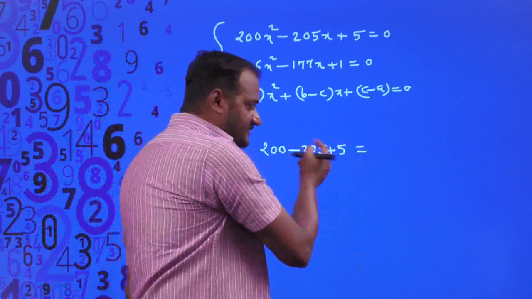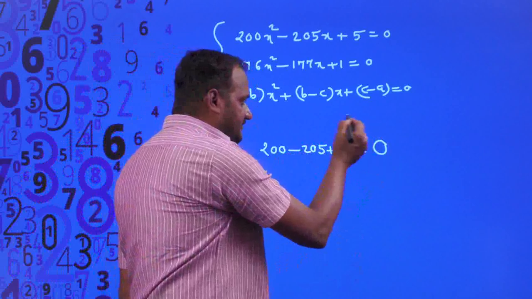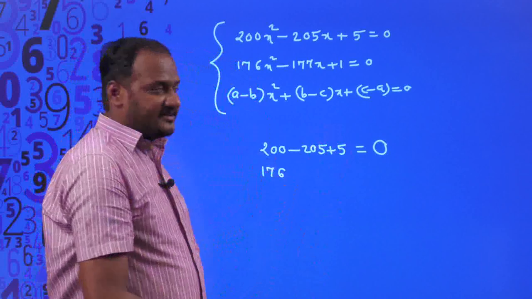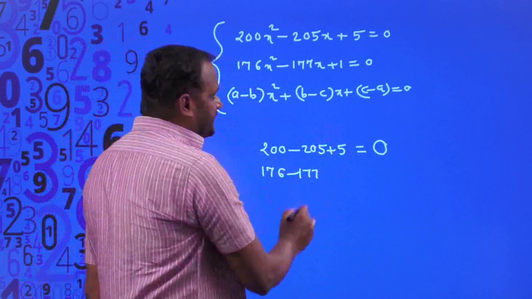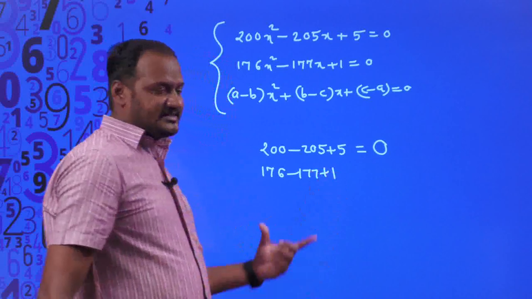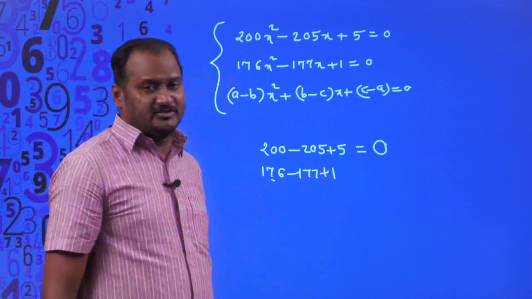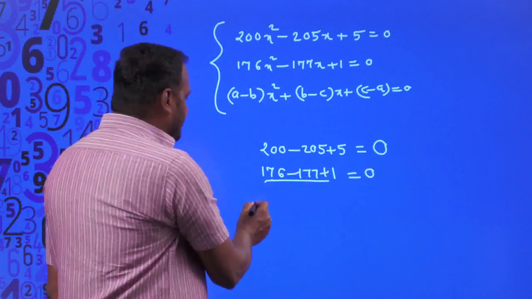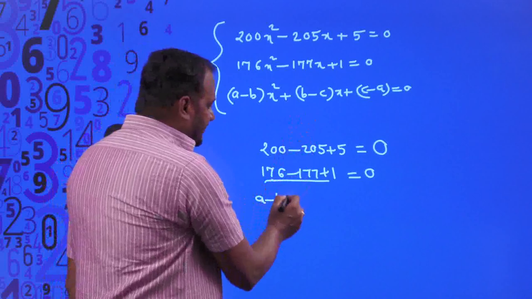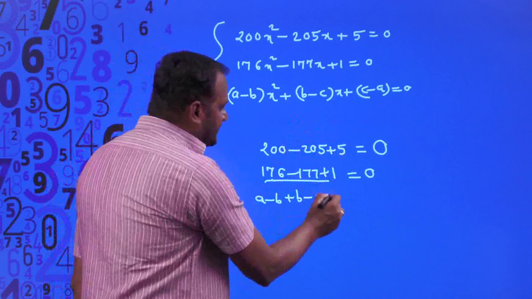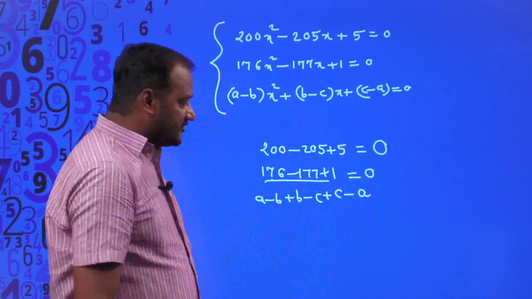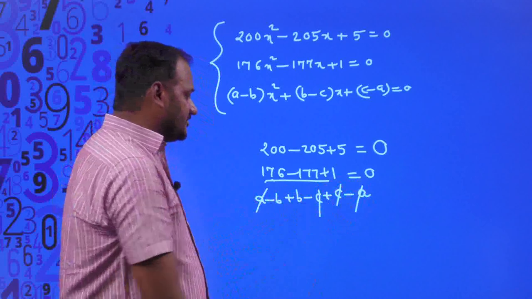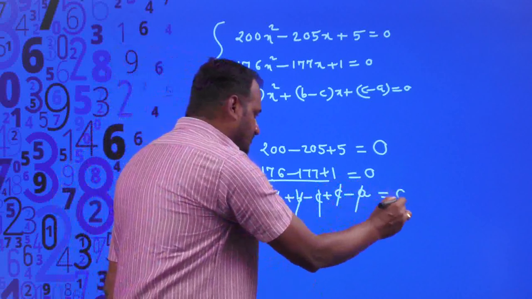200 plus 5 is 205, minus 205 is going to be 0. Similarly, in the second one, 176 is the coefficient of x square, minus 177 is the coefficient of x and the constant is 1. What is the sum of all these three? 176 plus 1 is equal to 177, minus 177 is going to be 0. And similarly, the first coefficient is a minus b, the second is b minus c, the third is c minus a. When you add all of them, minus a plus a is 0, plus c minus c is 0, plus b minus b is 0, so totally it is 0.